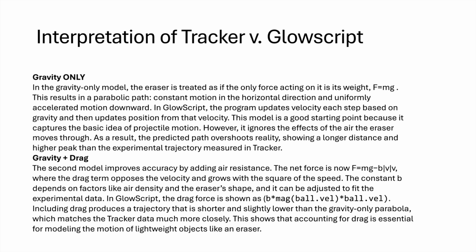The net force is now F equals mg minus b, absolute value of v, times v, where the drag term opposes the velocity and grows with the square of speed. The constant b depends on factors like air density and the eraser's shape and can be adjusted to fit the experimental data. This shows that accounting for drag is essential for modeling the motion of lightweight objects like an eraser.